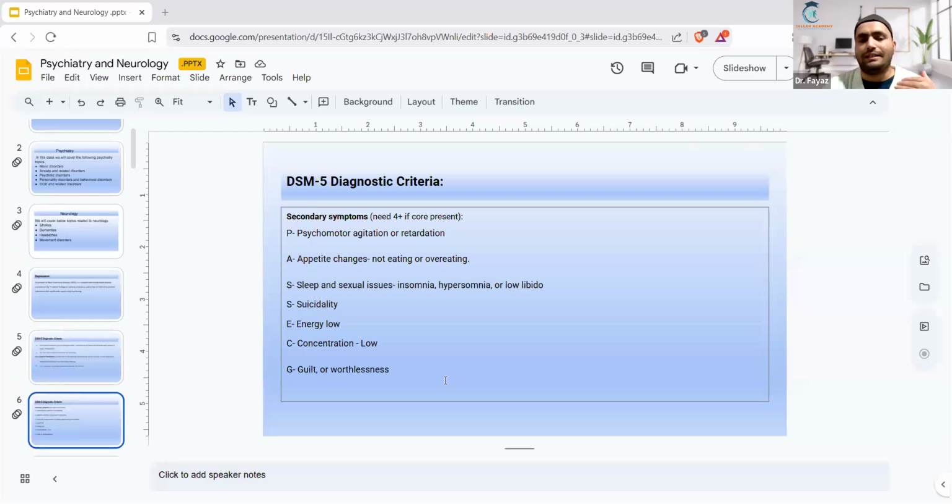Appetite changes. Some patients experience hyperphagia, or eating more than they should. Some patients experience loss of appetite and they can lose weight. S stands for sleep and sexual issues. They can either have insomnia or hypersomnia or low libido. The second S stands for suicidality. Patients with depression can feel hopeless and eventually feel like life is not worth living and sometimes act on that impulse and unfortunately kill themselves. E is for energy.